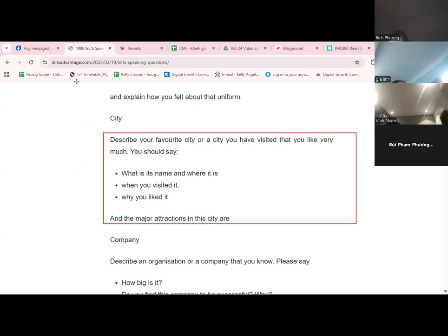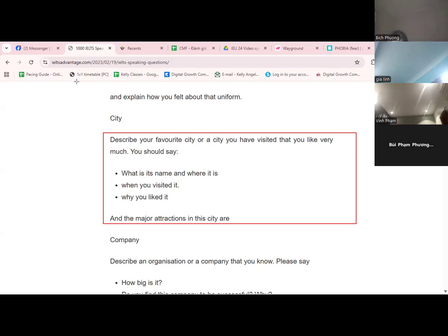Hello, teachers. Today I will talk about my favorite city. My favorite city is Dalat, a charming destination in the Central Highlands of Vietnam. I had the pleasure of visiting this beautiful city last summer vacation with my family to escape the scorching heat of the lowlands.